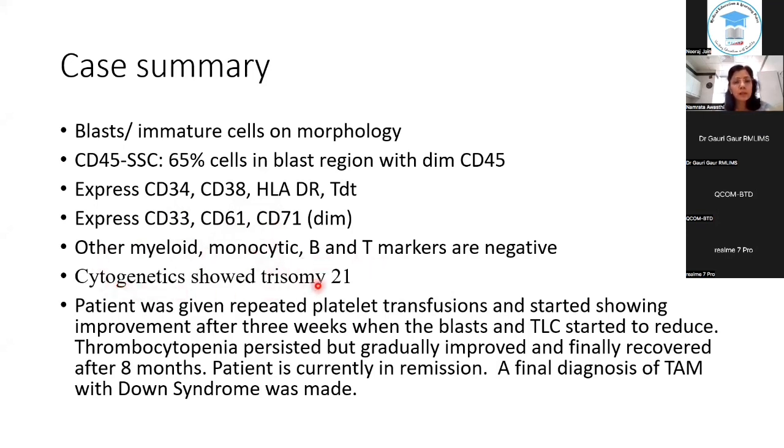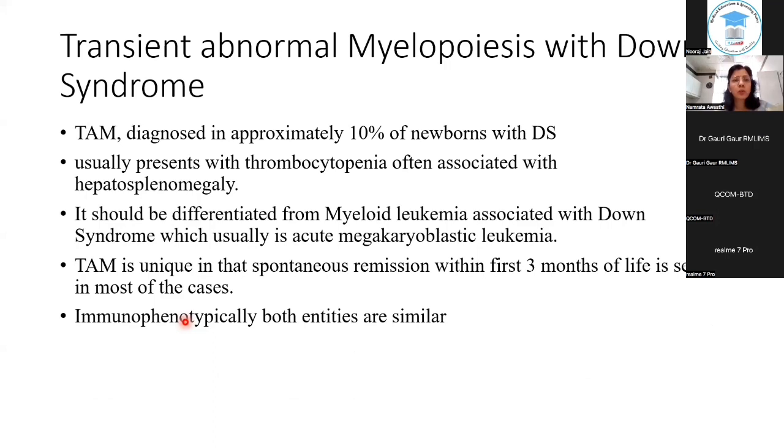On cytogenetics, trisomy 21 or Down syndrome was confirmed. But then we were in a dilemma whether this is an AML, megakaryocytic, or something else. Patient was given repeated transfusions and started showing improvement after 3 weeks when the blast and TLC started to reduce. The thrombocytopenia persisted but gradually improved and finally recovered after 8 months. Patient is currently in remission, and a final diagnosis of transient abnormal myelopoiesis with Down syndrome was made.